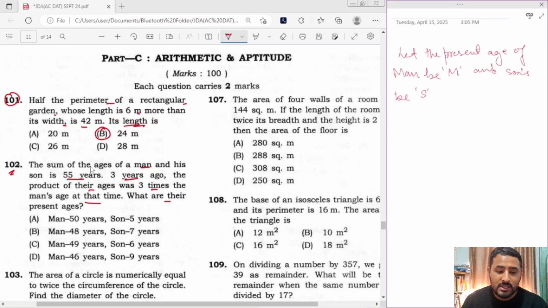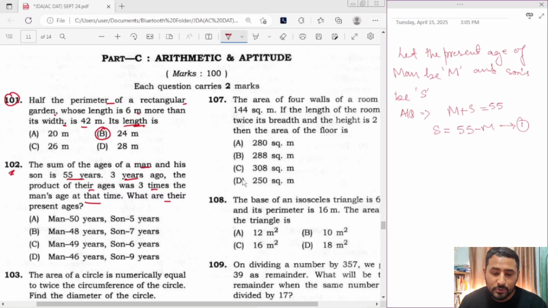Now let us write: the sum of the ages of man and his son is 55 years. So according to the question, man plus son is 55. We can write this as S equal to 55 minus M. This will be our equation 1.